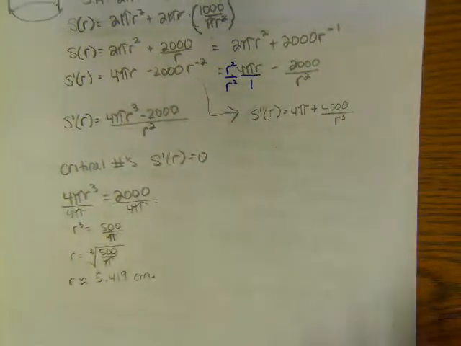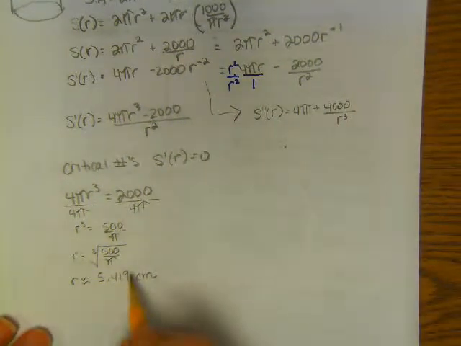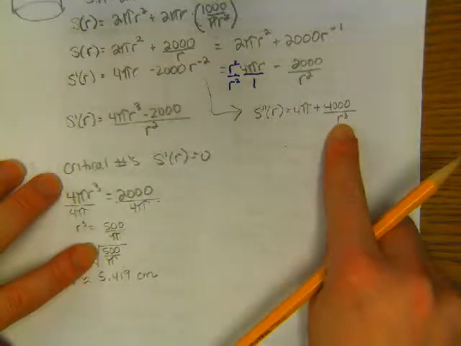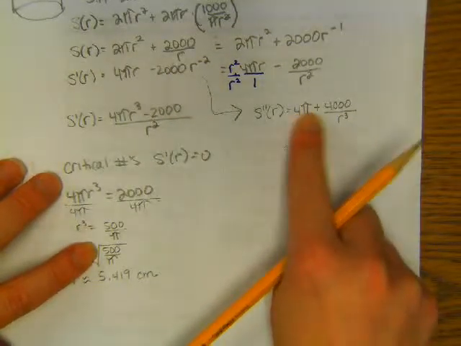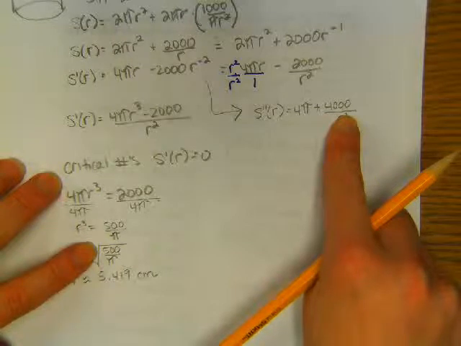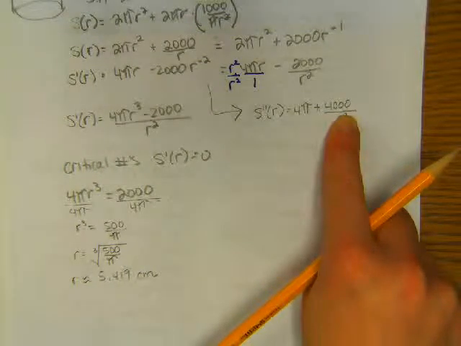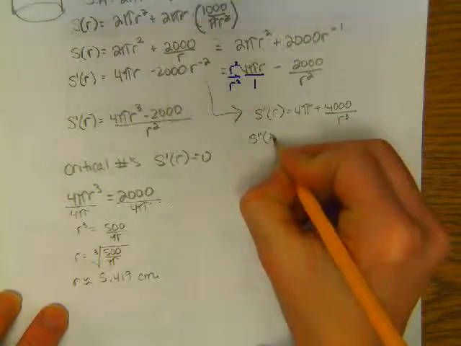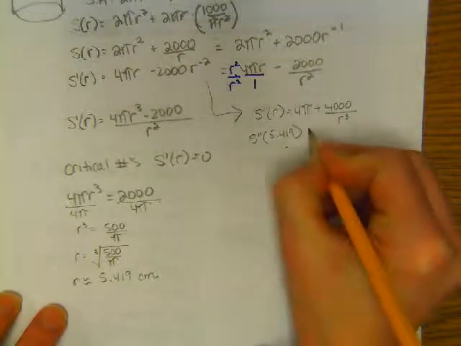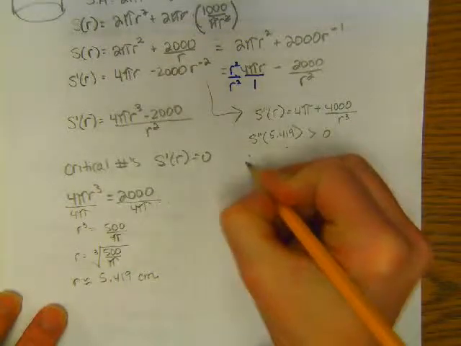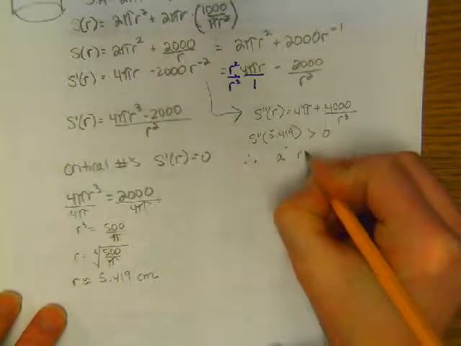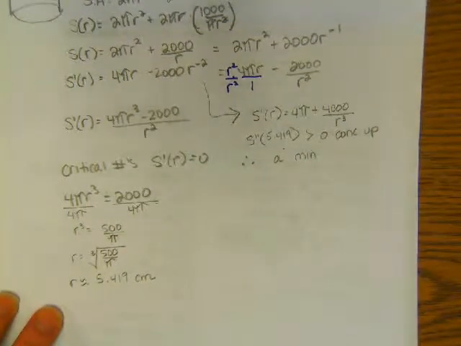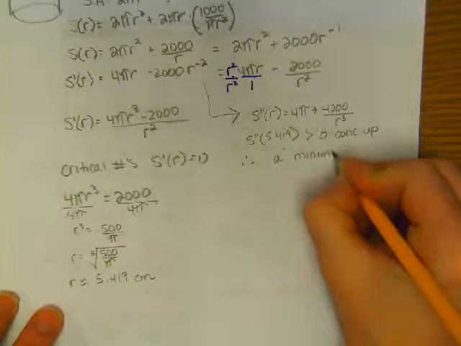And let's just confirm, if you put this in, I mean, think about it. If you put this in, you have a positive number here, correct? Plus a positive number here, even without doing the math. Isn't this going to be positive? Okay, so f prime of 5.419 is greater than 0. Therefore, a minimum, this means concave up, right? Therefore, a minimum occurs here.